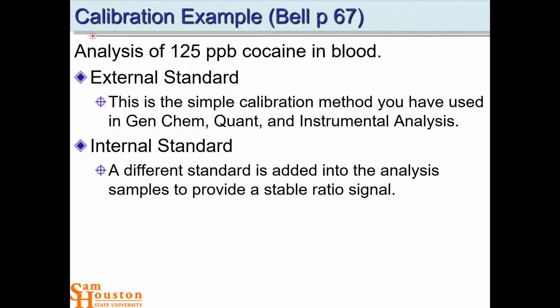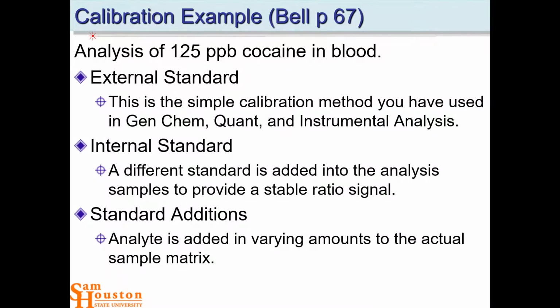And in both of these cases, our standards were made up in the lab with the solvent, so let's say acetonitrile, but our unknown was blood. So that might be a problem with a matrix. Blood's different than acetonitrile. Okay? And so standard additions is where you take the blood sample and you actually add the standards to the blood sample.